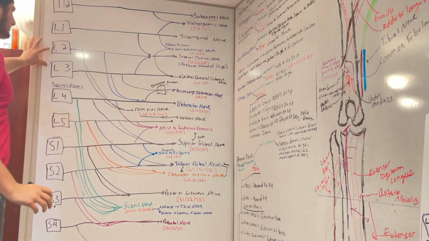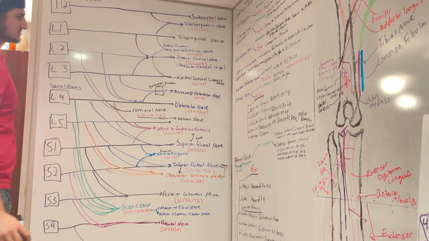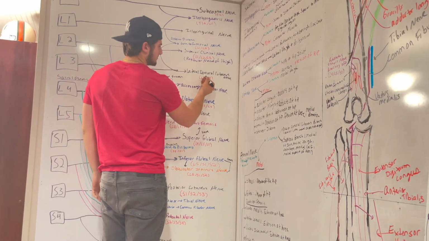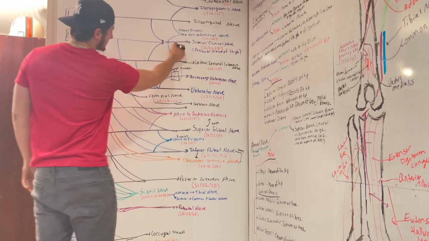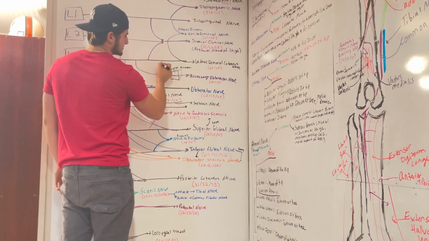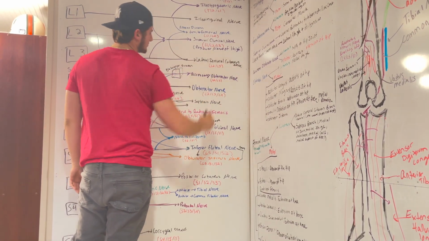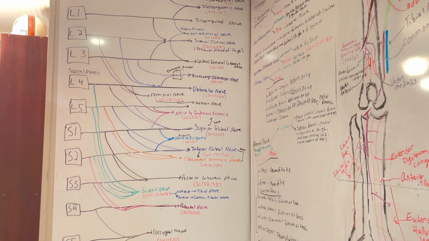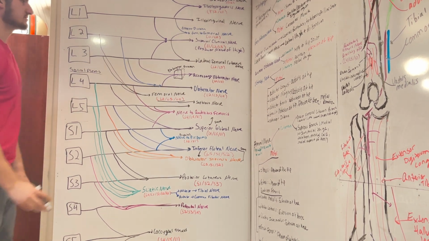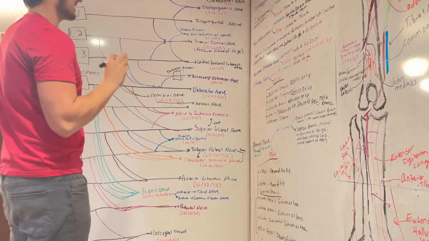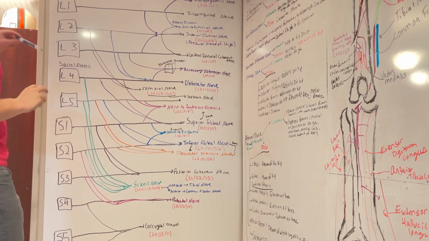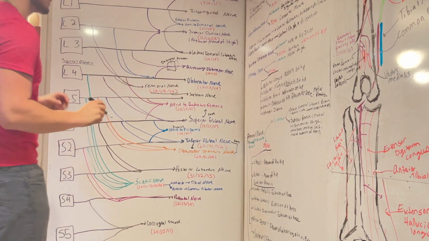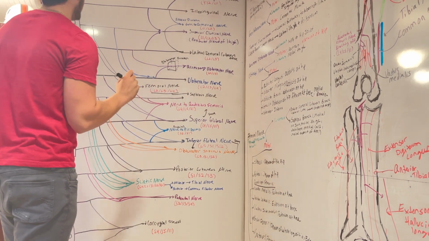We're going to start off with L2. L2 and L3 come together and they form the lateral femoral cutaneous nerve. So you can see L2 comes down and it joins L3 and they form the lateral femoral cutaneous nerve. Now the accessory obturator nerve is the next one we're going to talk about. This nerve passes through the obturator foramen, right? And it comes from L2 and L3.